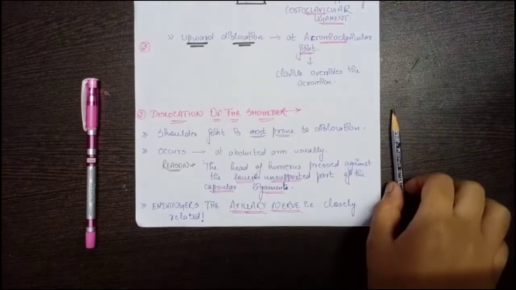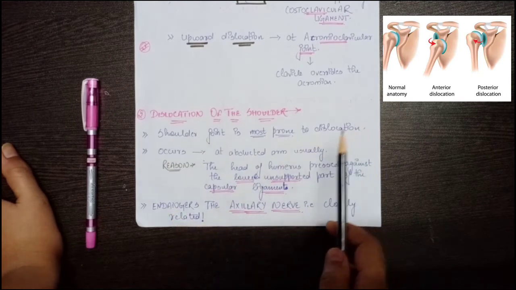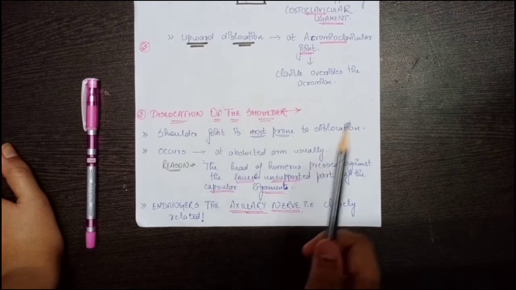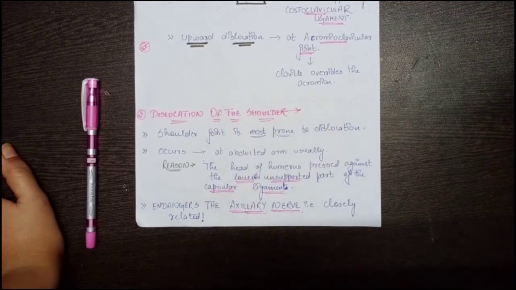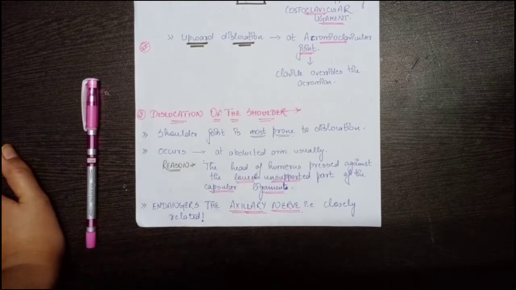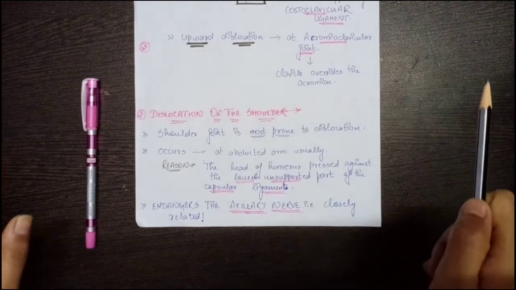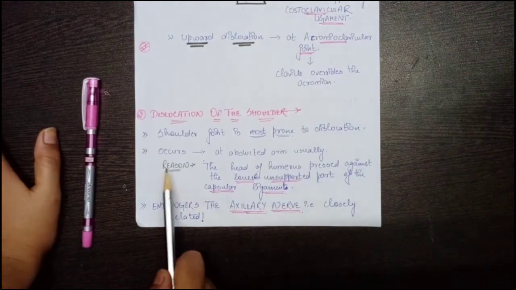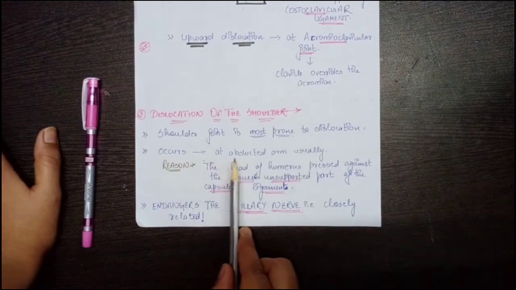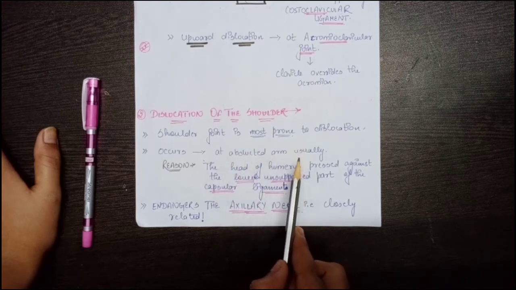Okay. Then let's talk about the dislocation of the shoulder. Shoulder joint is most prone to dislocation. Why? Because I already told you in the introduction, it is a more mobile joint and less stable. Why? Because the head of the humerus is 4 times larger than the glenoid cavity, and thus there is less stability but more mobility when you compare it with the hip joint of the lower limb. So, what happens when there is dislocation of the shoulder? Dislocation of the shoulder usually occurs when the arm is abducted. Abducted means what? That is away from the center of the body.